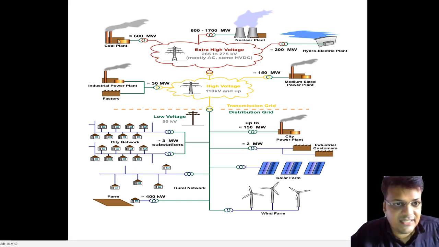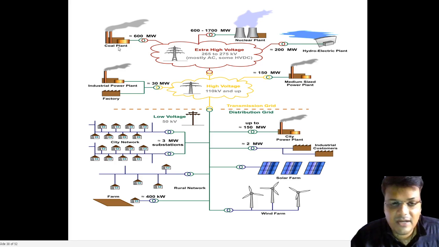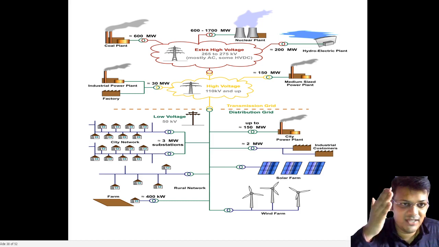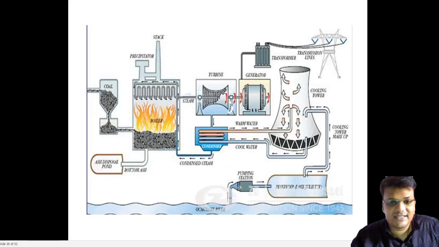So to study these kinds of factors, we will study economic load dispatch and power system operation and control, that is PSOC. From here we move into the system, like we are now moving into the coal plant. How is the electricity generated to 600 megawatt? What are the inputs of a coal power plant or any power plant?